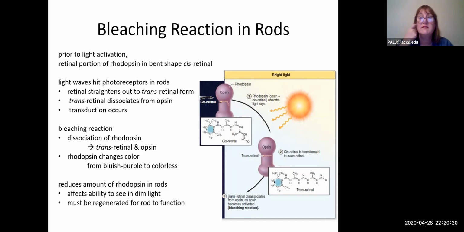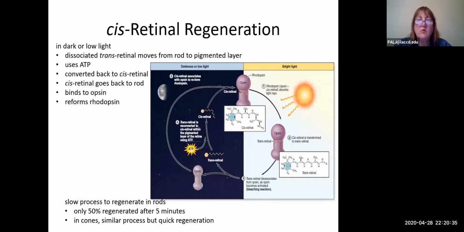And so in order for the rods to see, we have to figure out how can we get rhodopsin made again? How can we get more retinol to attach to opsin to give us the rhodopsin again? Okay. And so for the regeneration, what happens is you go into low light or dark, and we use our neighborhood energy source, ATP, and that will change the trans retinol back to cis retinol, and it's all bent up, and so it can rebind with an opsin to reform a rhodopsin.